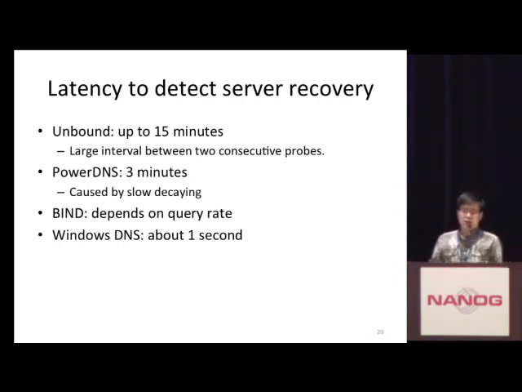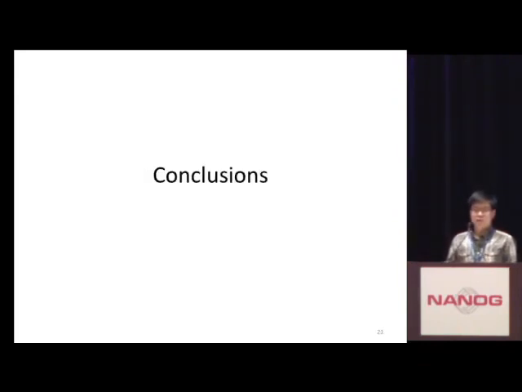And for BIND, actually the time depends on the query rate. So as you have seen before, if the query rate is high, a lot of queries will be sent to the unresponsive name server. So it's very easy for BIND to detect the server recovery. However, if the query rate is low, then BIND may need a long time to select the unresponsive name server. So BIND may wait a long time to detect the recovery. And for Windows DNS, it may take about 1 second to discover the recovery.